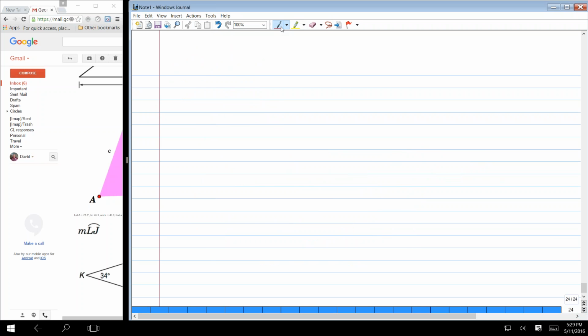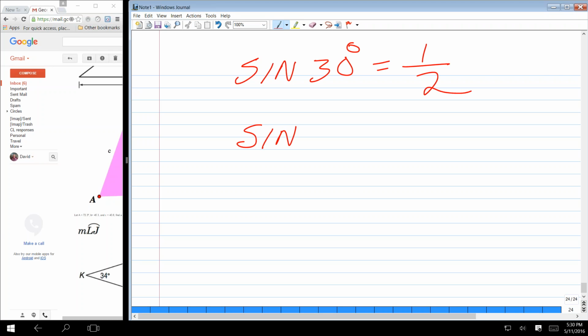Let's talk about inverse trig functions for a moment. Sine of 30 degrees is 1/2. We always take trig functions of angles to get ratios. We take inverse trig functions of ratios to get angles.